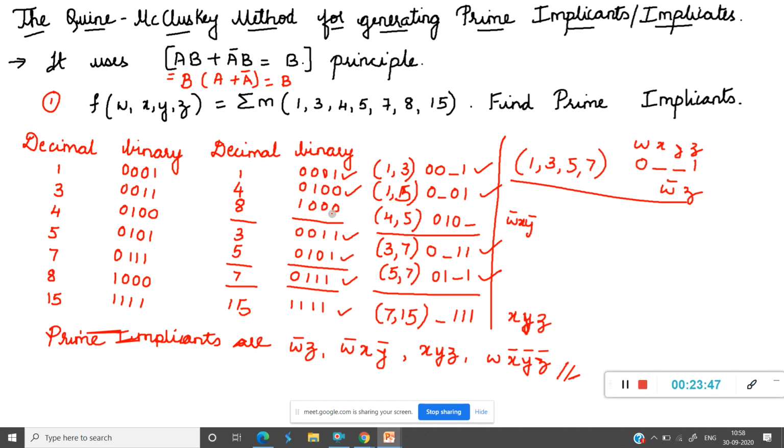And next, 8 is not ticked, so 8 is also a prime implicant: W X bar Y bar Z bar. So these are the prime implicants. How many prime implicants are there? Four: W bar Z, W bar X Y bar, X Y Z, and W X bar Y bar Z bar. These are the four prime implicants present in this particular problem. So I hope you understood this one, students.